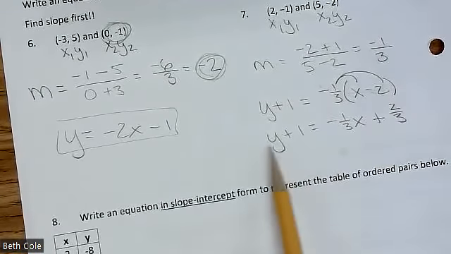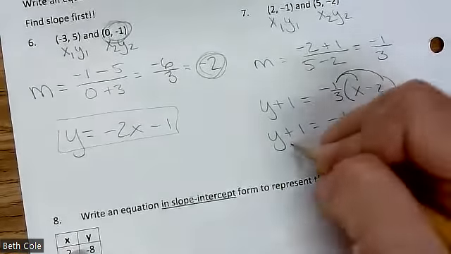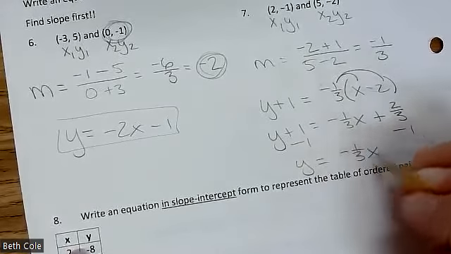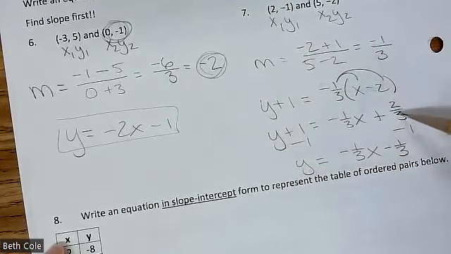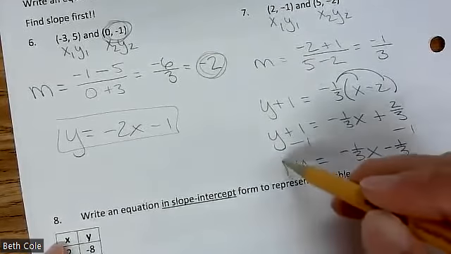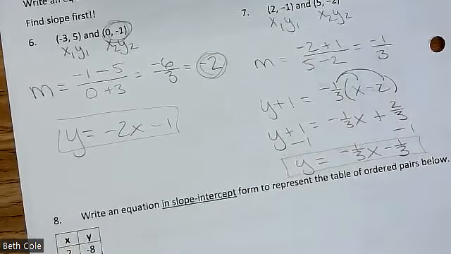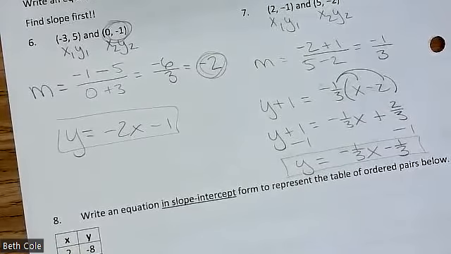And then last step is get y alone. What would you do to get rid of the plus 1? -1. So this will be y equals -1/3 x minus 1/3. 2/3 minus 1 would be a -1/3. Again, I'm just telling you that because I don't want us to have to get all the computers back out, but you could type it into Desmos. Do you see what I'm saying? Okay.